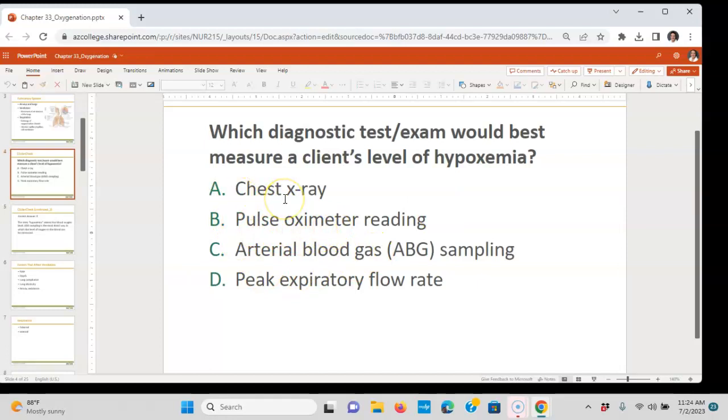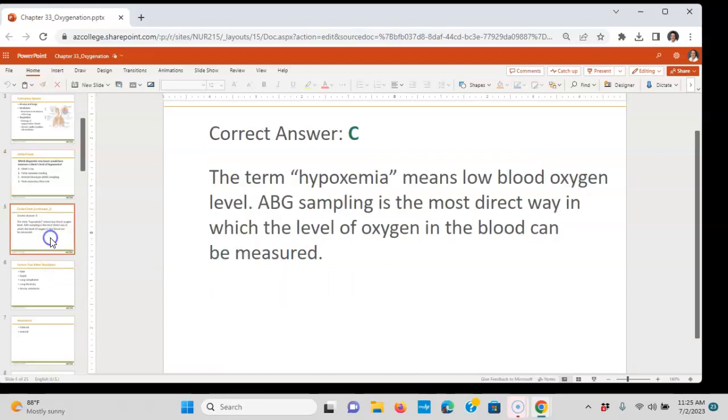Your chest x-ray will tell you if there's pneumonia or consolidation. Your peak flow rate is for asthmatics. So they're trying to trick you there, right? A diagnostic exam. This is not diagnostic. This is a screener. Okay, so your ABG is the most direct way to tell which level of oxygen is in the blood.